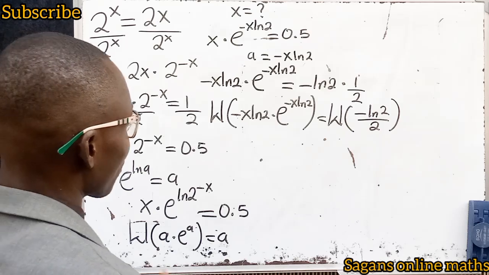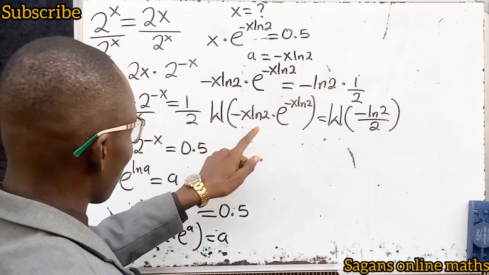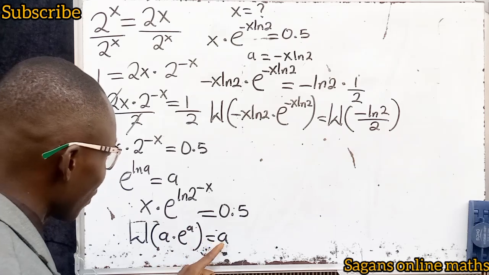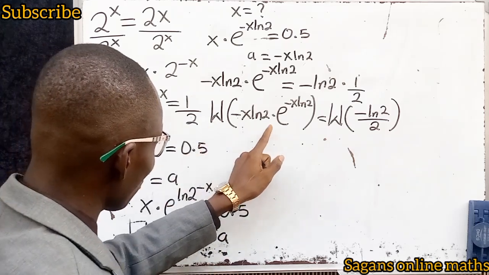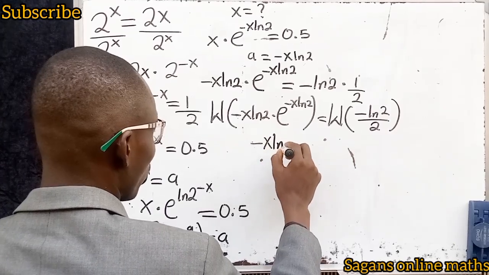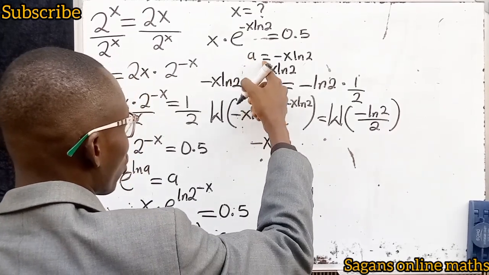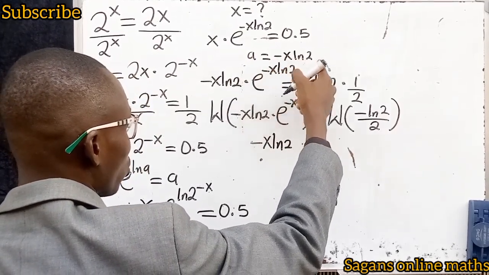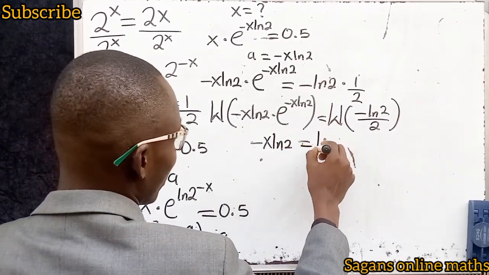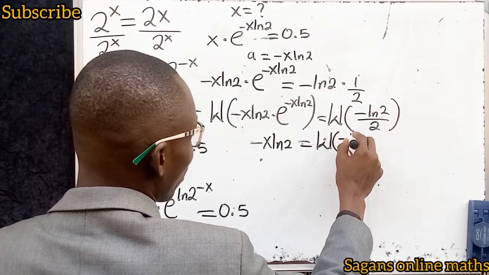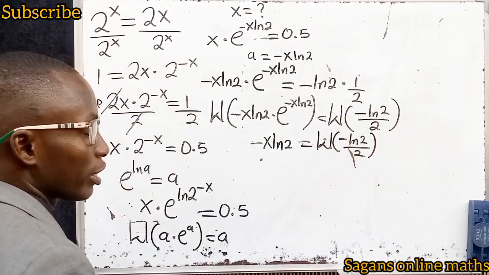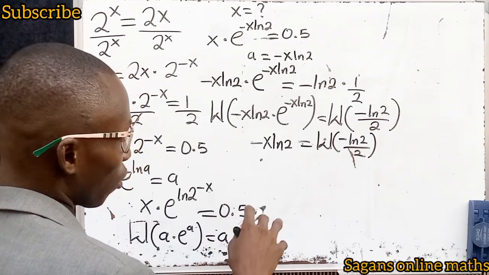Excellent. Now, if we take the Lambda W function of this, remember the properties. It says the Lambda W function of a multiplied by e raised to a is equal to a. That means the Lambda W function of this will just give us minus x ln 2, remember that I let a equal minus x ln 2. So the outcome is minus x ln 2 equals the Lambda W function of minus ln 2 divided by 2. Wow, this is pocket-continuous. Beautiful. I love this.